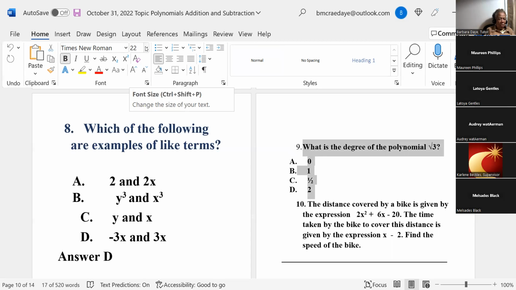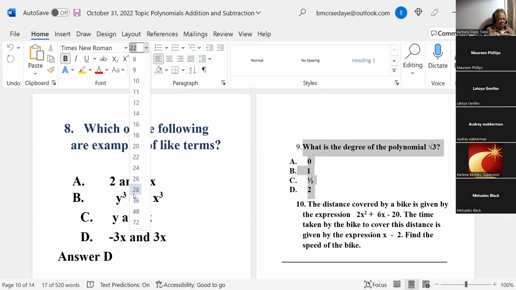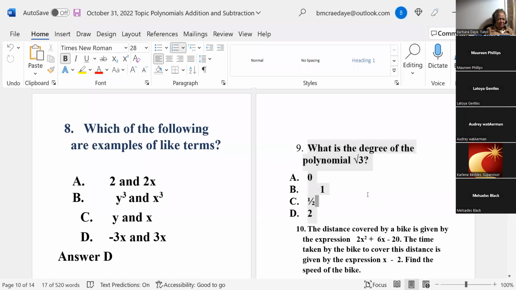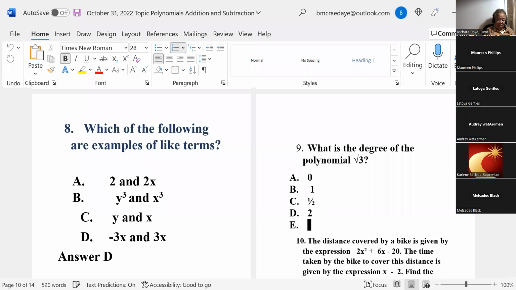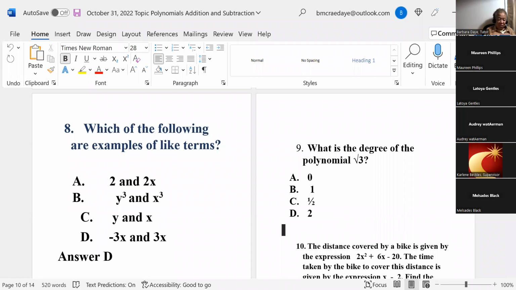Let me make that bigger so Audrey can see it. Audrey, you missed that one, didn't you? Yeah, I did. I miss a lot. You forgot the 1/2, right? No, that's all right. You get them right next time. That's what practice is all about, Audrey. So the answer is, like Maureen said, answer C.